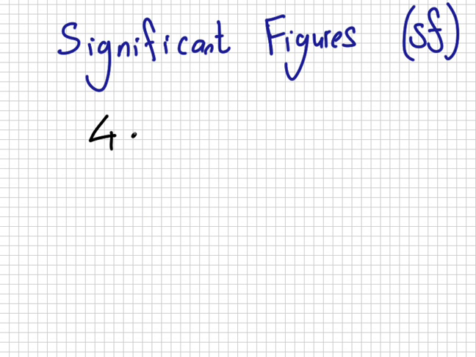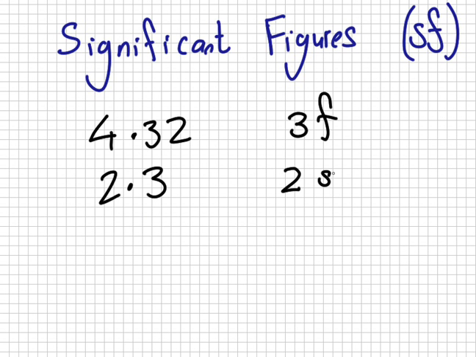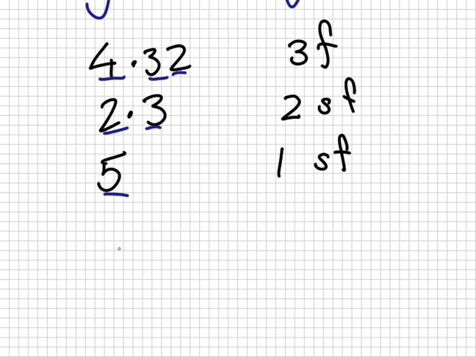We'll do this in maths class too, but just to give you a quick idea. 4.32, that's 3 significant figures. 2.3, that's 2 significant figures. 5, that's 1 significant figure. As you said, it's like counting the digits. Yeah, the zeros are the ones that sometimes cause trouble.